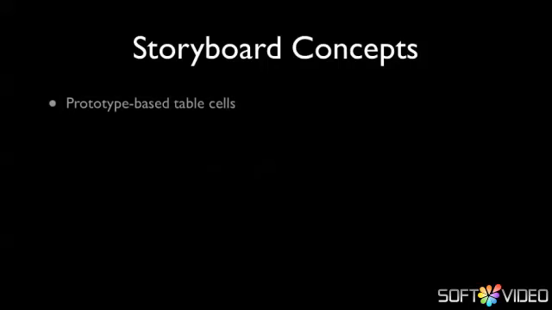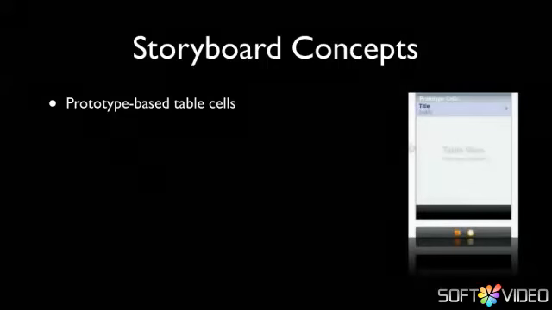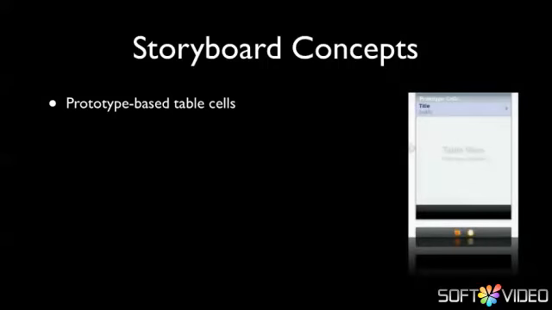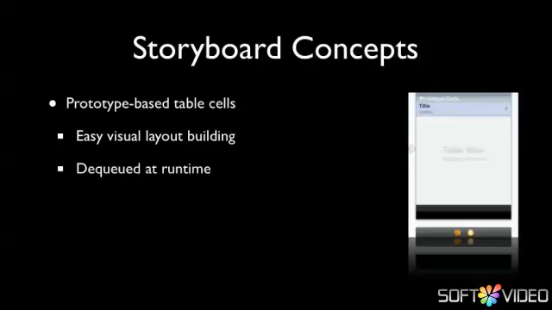Another exciting concept, and something new within Storyboard, is the ability to define your own custom cell layout for a table view. Now, these prototype-based table cells allow you to easily visually drag and drop labels and images and to define disclosure indicators, etc. And they're dequeued for you at runtime. And again, less code to write.